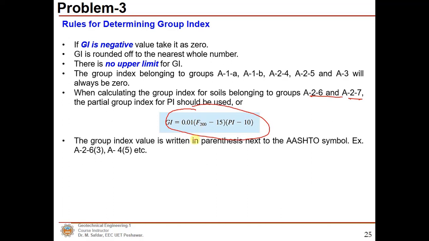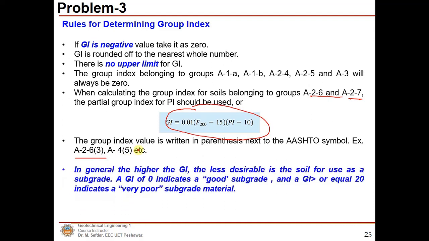Now the group index value is written in parentheses next to the AASHTO symbol. For example, if we classify the soil as A-2-6, then we will find the group index and write, say, 3 in parentheses, or for A-4 you can write 5 in parentheses as well. Now what is the practical significance of the group index? In general, the higher the group index, the less desirable the soil is for use as a subgrade. A GI of 0 indicates a good subgrade, and a group index greater than or equal to 20 indicates very poor subgrade material.